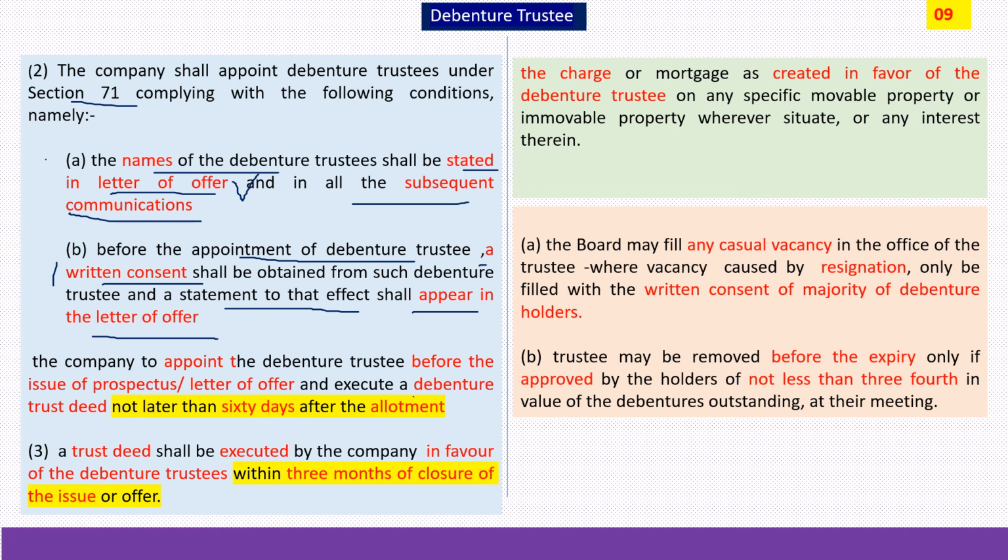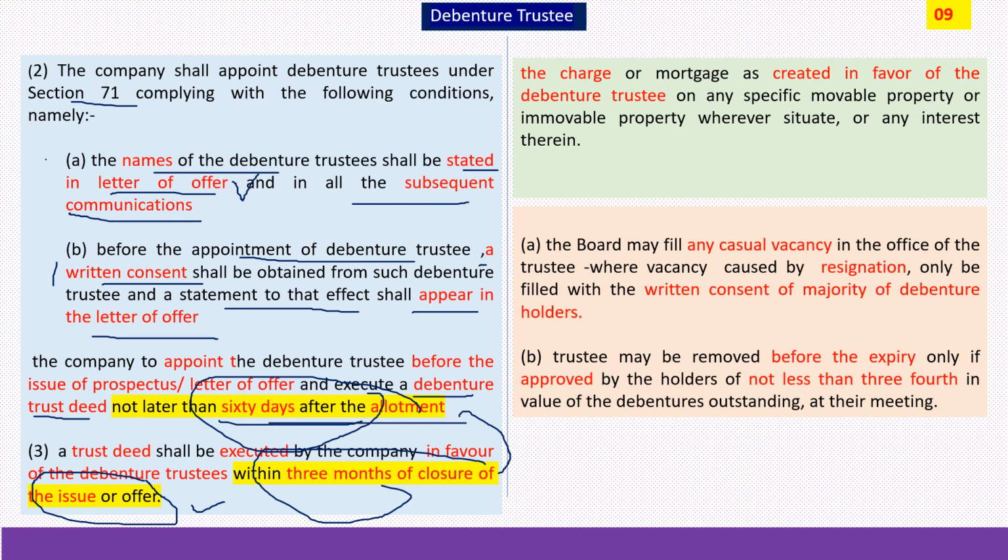And the debenture trust deed, which is the formal agreement, section 71 says it has to be signed within two time frames, that is 60 days of allotment or within 3 months of the closure of the offer. Normally, if the allotment is done within 30 days of closure of the offer, then it becomes 90 days from the closure of offer when it comes to 60 days after allotment. It is the same thing which is put in two ways to protect the interests of the debenture holders.